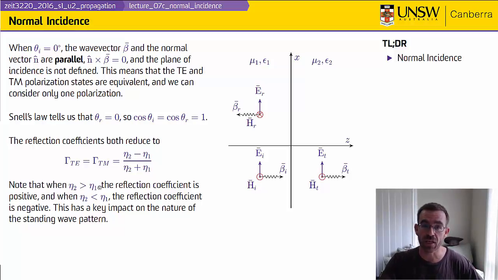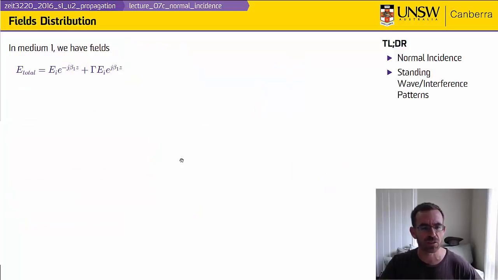A couple of important things. When eta2 is greater than eta1, so when the impedance in the second medium is larger than the impedance in the first, then the reflection coefficient is positive. And when the impedance in the second medium is smaller than the wave impedance in the first medium, then the reflection coefficient is negative. And this is very important when we'll look at the standing wave pattern in a couple of slides.